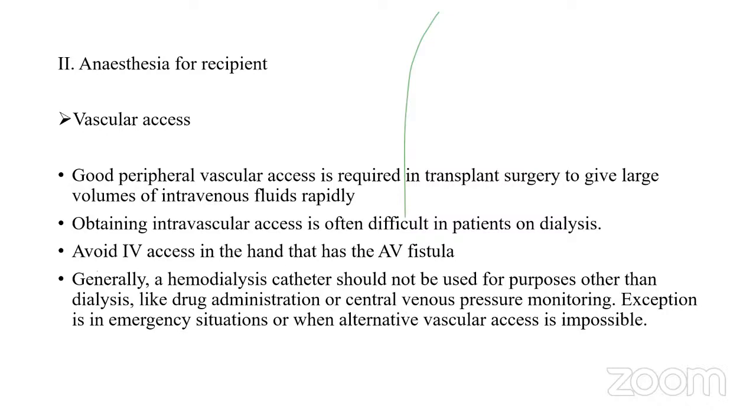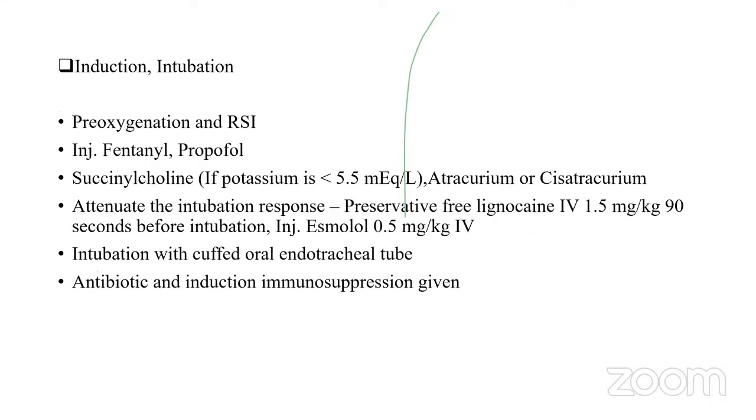Anesthesia for recipient. Vascular access. Good peripheral vascular access is required in transplant surgery to give large volumes of intravascular fluid rapidly. Obtaining intravascular access is often difficult in patients on dialysis. Avoid IV access in the hand that has the AV fistula. Generally, a hemodialysis catheter should not be used for purposes other than dialysis, like drug administration or central venous pressure monitoring. The exception is in an emergency situation or when alternative vascular access is impossible.